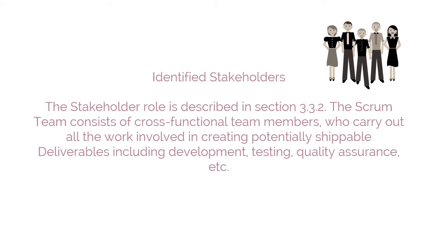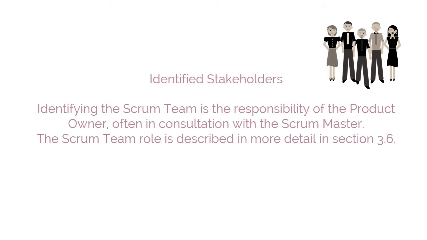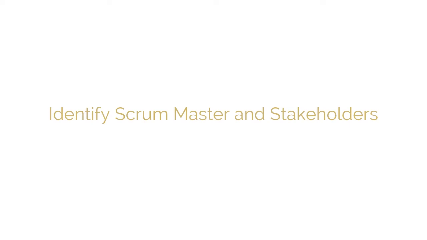The Scrum team consists of cross-functional team members who carry out all the work involved in creating potentially shippable deliverables, including development, testing, quality assurance, etc. Identifying the Scrum team is the responsibility of the product owner, often in consultation with the Scrum Master. The Scrum team role is described in more detail in section 3.6.